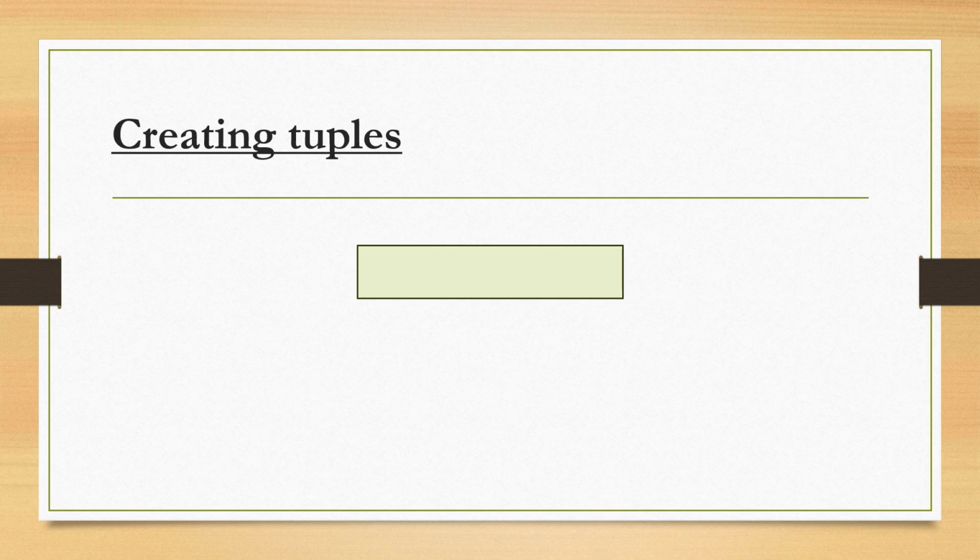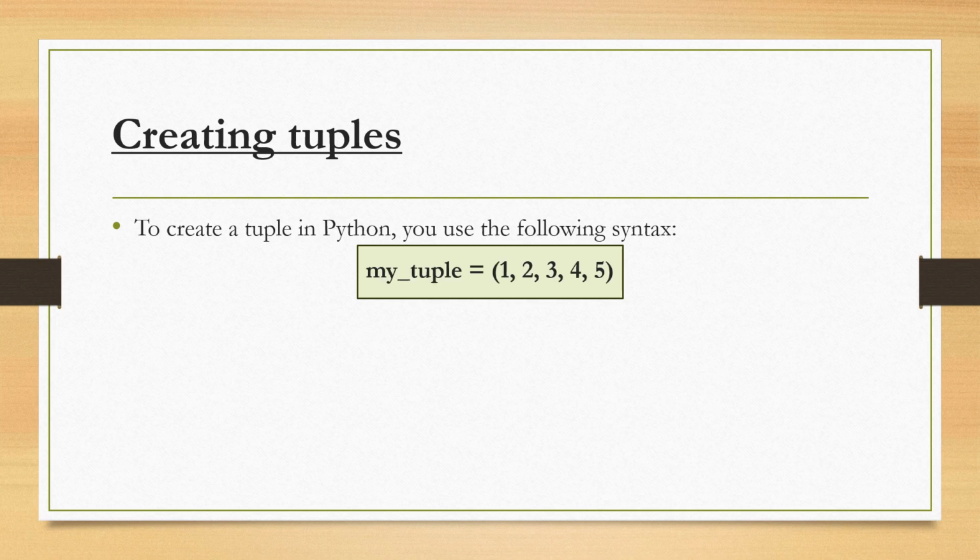Creating tuples. We are going to see how to create tuples. To create a tuple in Python, you can use the following syntax. It is similar to the syntax of a list, but there are some minor changes. So my_tuple equal to, and where in a list we use square brackets, here we use curved brackets or parentheses, and in those parentheses we provide the elements of the tuple. This will create a tuple with elements 1, 2, 3, 4 and 5.